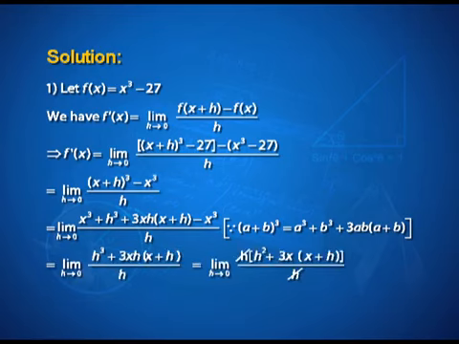That is equal to limit h cube plus 3xh into (x plus h) upon h as h tends to 0. That is equal to limit h into (h square plus 3x into (x plus h)) upon h as h tends to 0. Therefore, f dash x is equal to 0 plus 3x into (x plus 0), that is equal to 3x square.